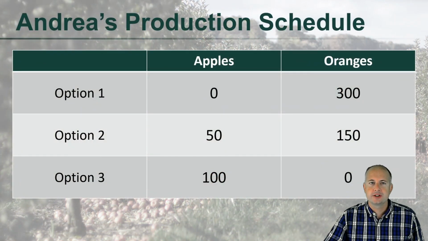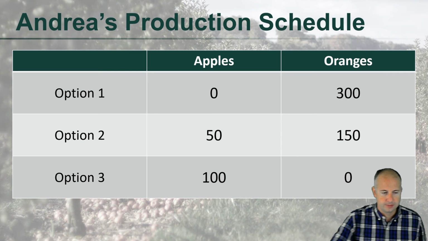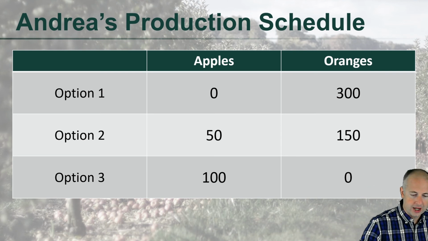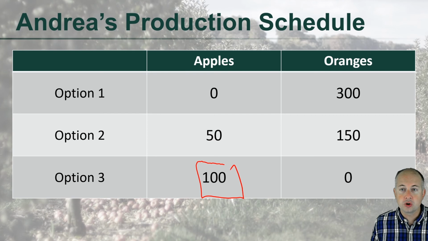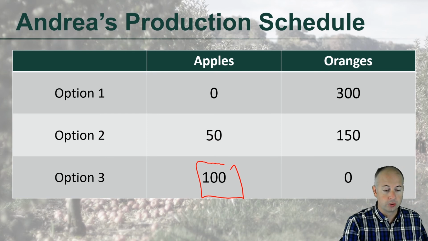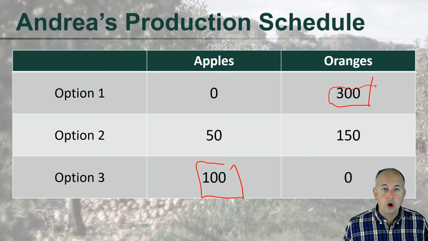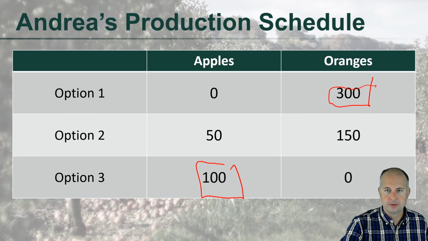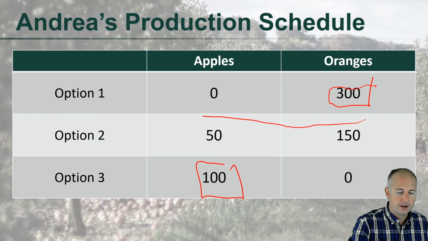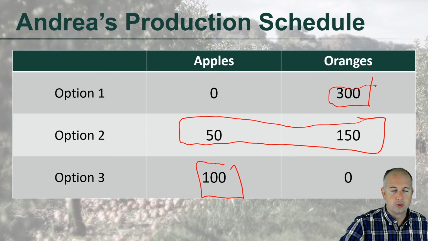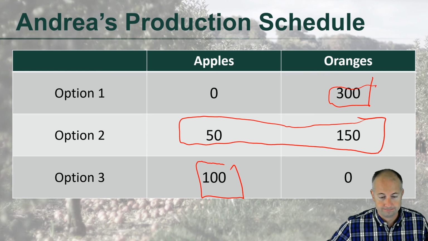So this is Andrea's production function. Our first farmer is named Andrea. These are all the things that she can produce. She could produce only apples. She produces only apples, she gets 100. She could produce only oranges. If she produced only oranges, she gets 300. Or she could produce some combination of them. So for example, she could have 50 apples and 150 oranges. All those are options for her.